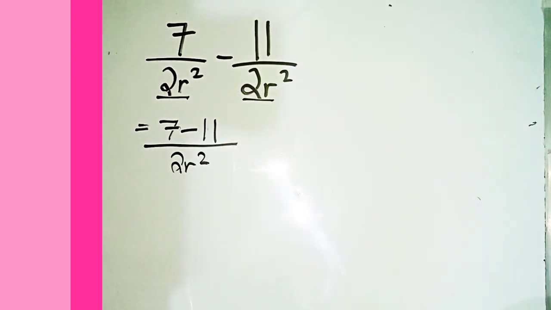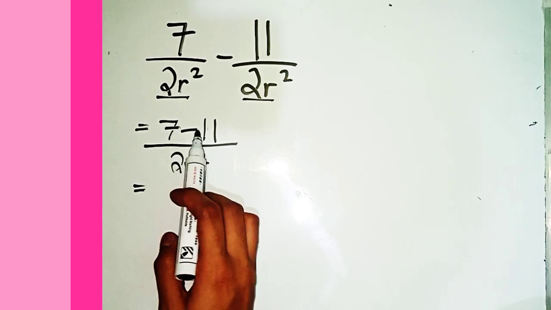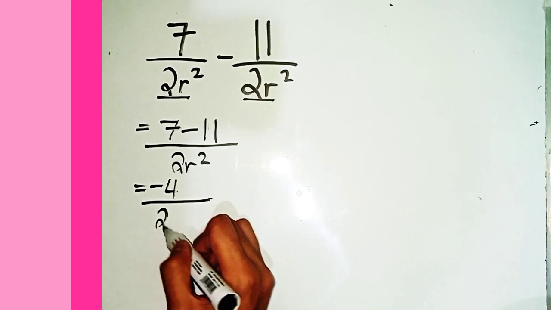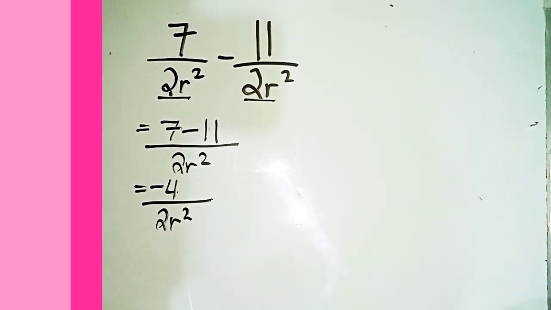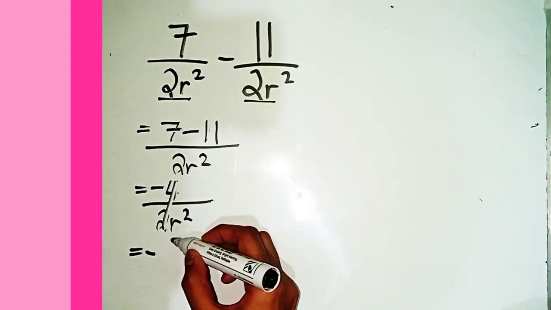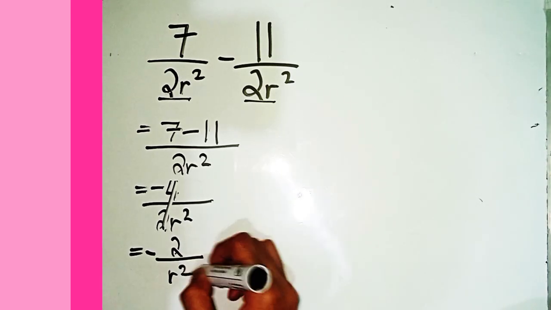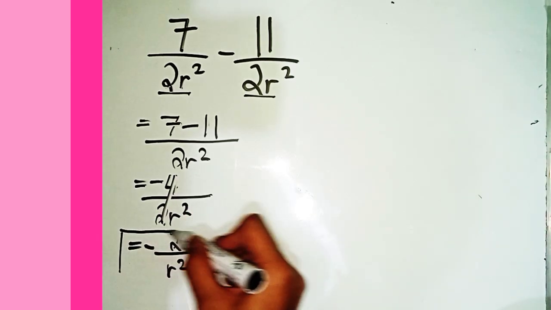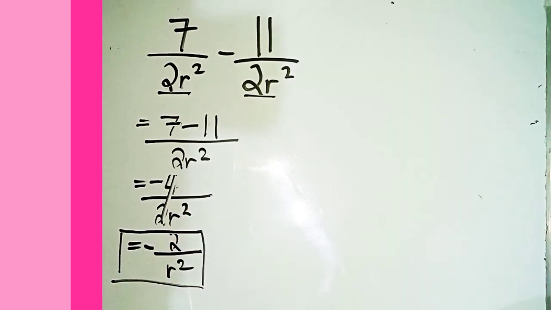After that, we will proceed to the next. So 7 minus 11, how much is that? That would be negative 4 all over 2r squared. Can we simplify that one, negative 4 all over 2r squared? Yes, we can still simplify that one. So that would be negative 2 all over r squared. Is that the final answer? Okay, that would be our final answer.